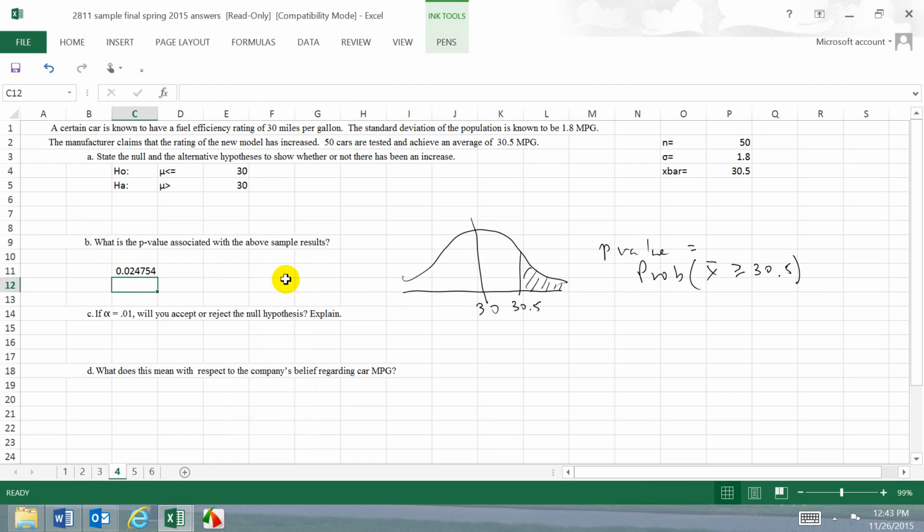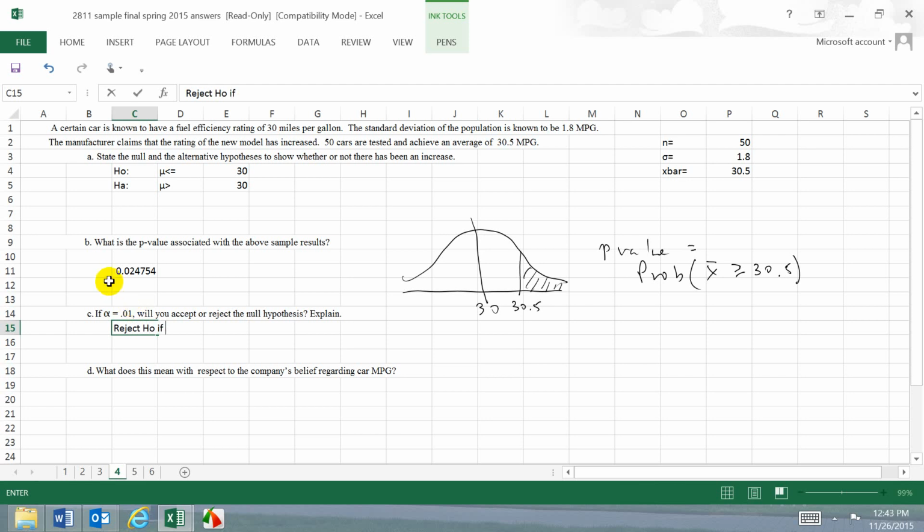So there's our p-value, 0.0247. That represents the shaded-in portion. That's our p-value. If alpha is 0.01, will you accept or reject the null hypothesis? Remember, we're always going to reject the null hypothesis. Reject H0. This is the crucial thing to remember.